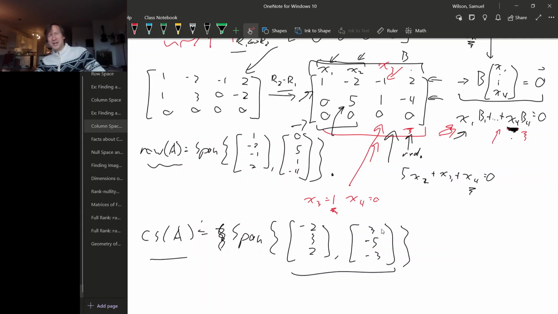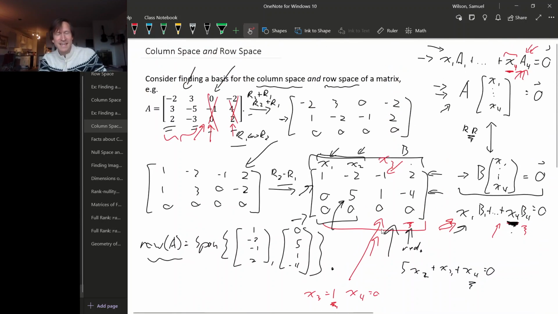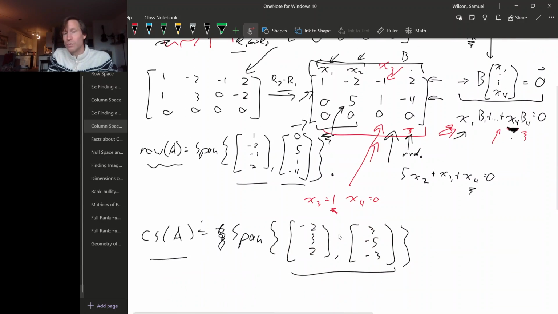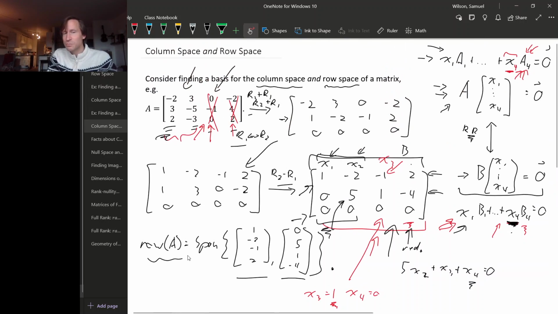So the point of this whole thing is the following. By doing just a single row reduction, we can find a basis for the row space, and by choosing those columns that have pivots, we can also get a basis for the column space. So we can do those two things at once just by doing a row reduction. We don't have to also do a column reduction. And so that's pretty nice.